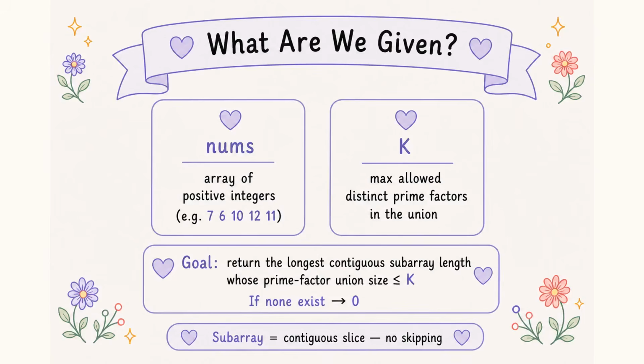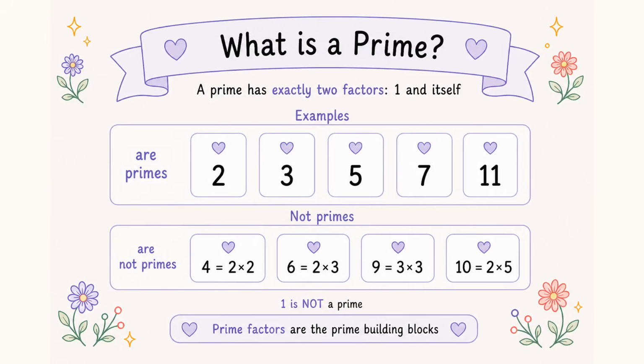What are we given? An array nums of positive integers and an integer k. K is the maximum number of distinct prime factors allowed in the union for a subarray. We must return the length of the longest contiguous subarray that satisfies this. If no valid subarray exists, return 0. Remember, a subarray is contiguous. You cannot skip elements.